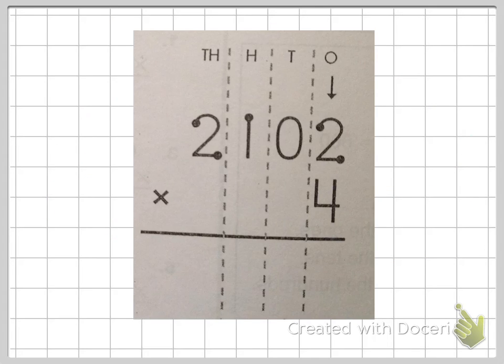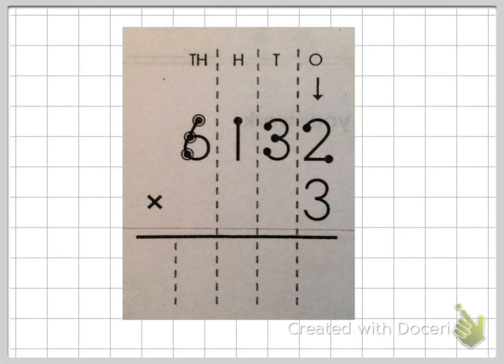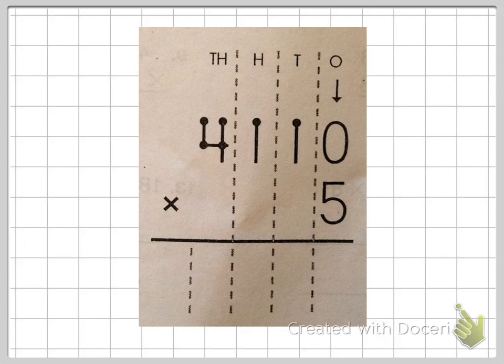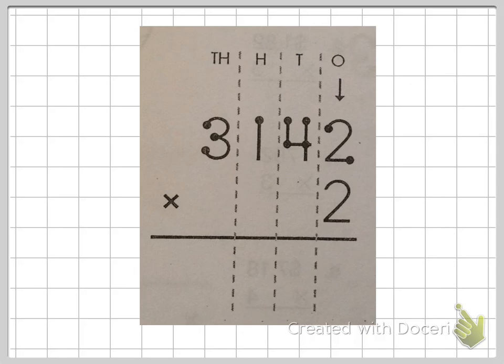The first problem you have is 2,102 times 4. The next problem you have is 6,132 times 3. The third problem you have is 4,110 times 5. And your very last problem is 3,142 times 2.